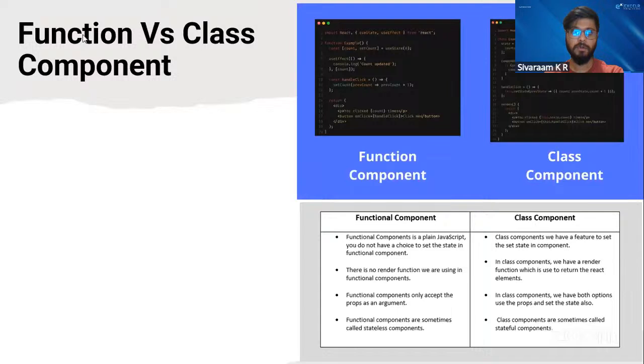So there is something called function and class components. Yesterday in Angular, we created components, right? So what was the command? ng g c component-name. But the thing is, in Angular, everything is a class. But in React, there is something called a functional component.